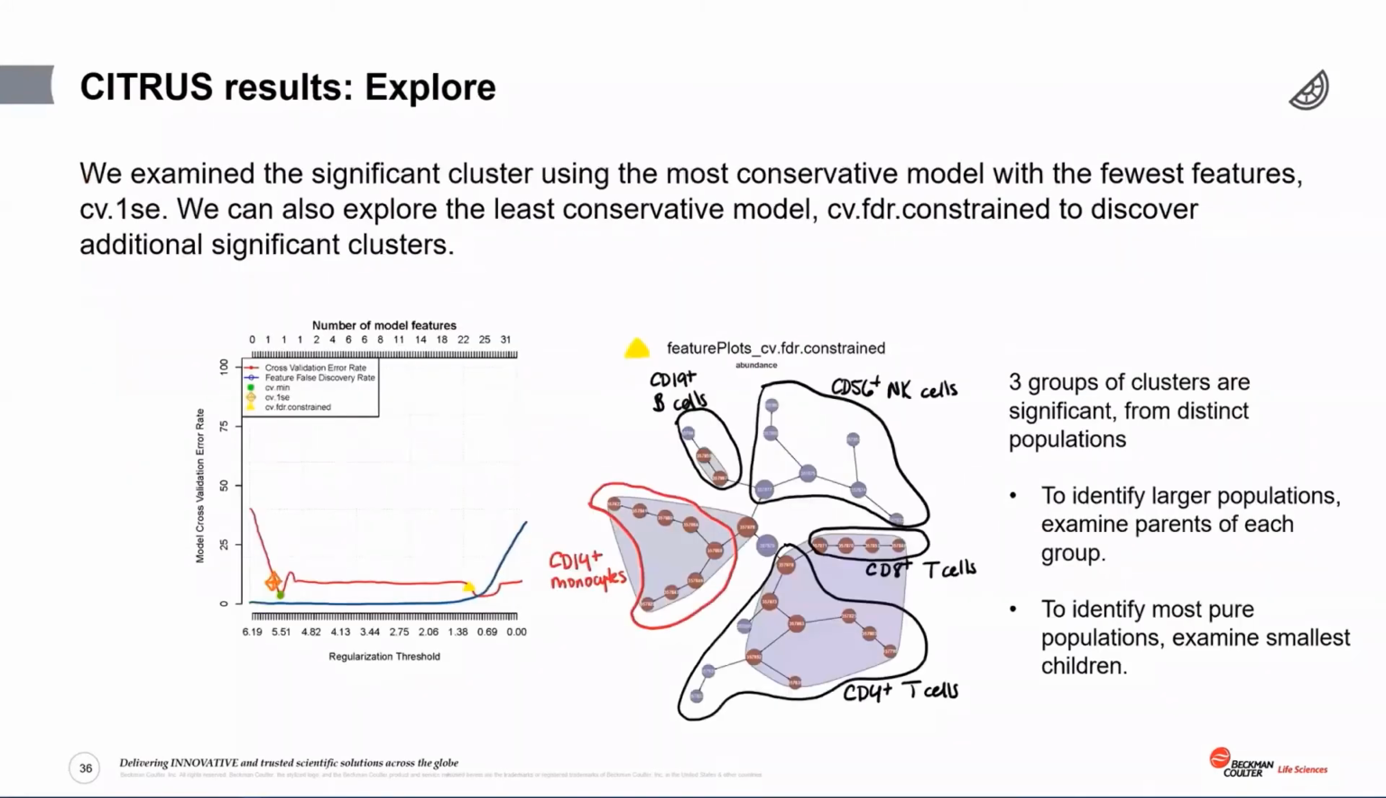Another thing we can do is look at the other models that came with our results here. So we looked at the one significant cluster that citrus identified using only the most conservative model with the fewest features, that CV1SE model. We could also take a look at the FDR constrained model to discover additional significant clusters. So in that model, there were 23 significant clusters, and they fell into 3 groups of distinct populations. So we could choose a couple of different strategies. Maybe if we wanted to look at the larger populations, we could look at the parents of each group. Or if we wanted to look at the most pure, the smallest populations, we could look at the smallest children of each of these 3 significant branches.